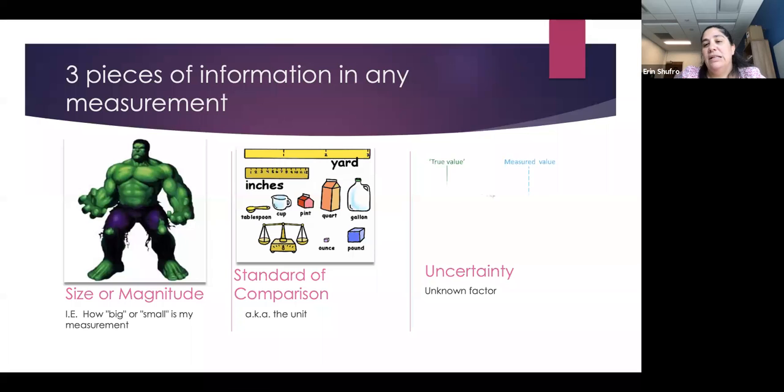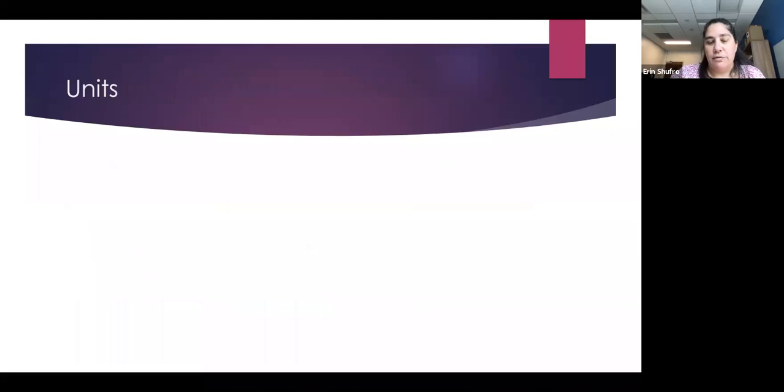Okay. And then finally, the third piece of information that you get from a measurement that maybe isn't readily apparent right away is the uncertainty. The uncertainty tells you the difference between the true value and the measured value. So the uncertainty tells you essentially how much error there is in the measurement. That is not necessarily apparent just by looking at the measurement. Instead, we need a little bit more information, and we're going to come to that in a few minutes. But again, size or magnitude, standard of comparison, and uncertainty are the three pieces of information.